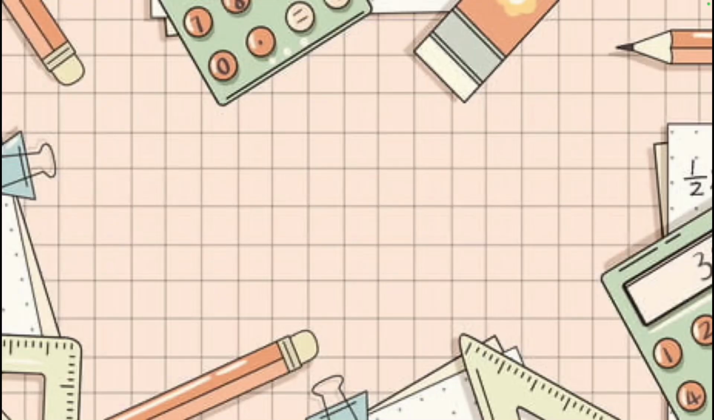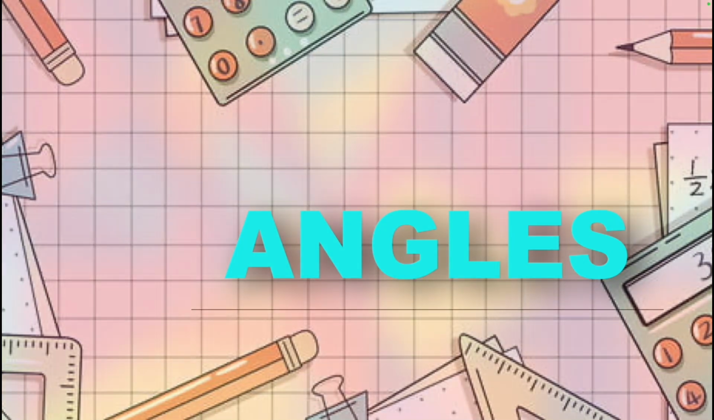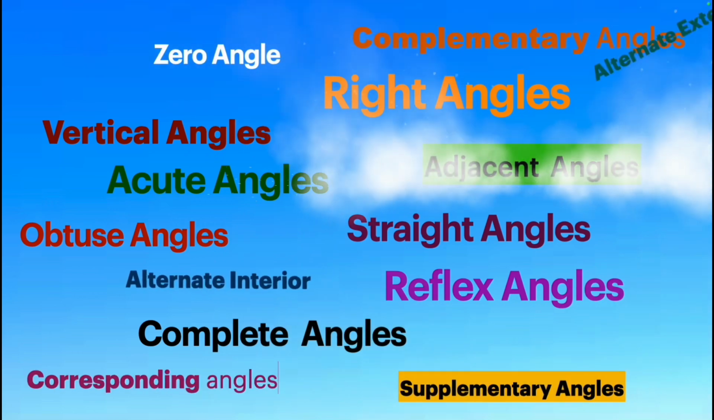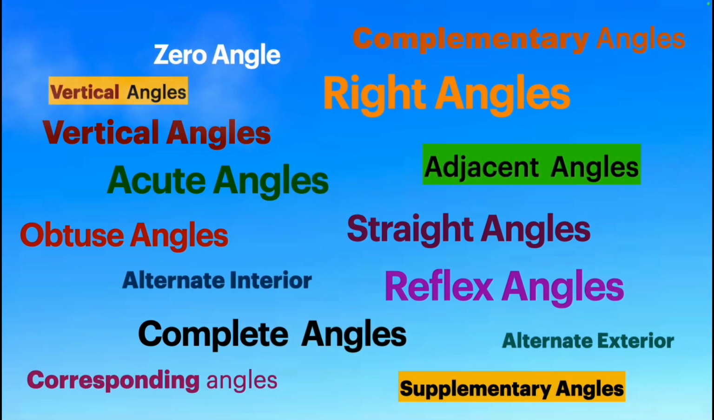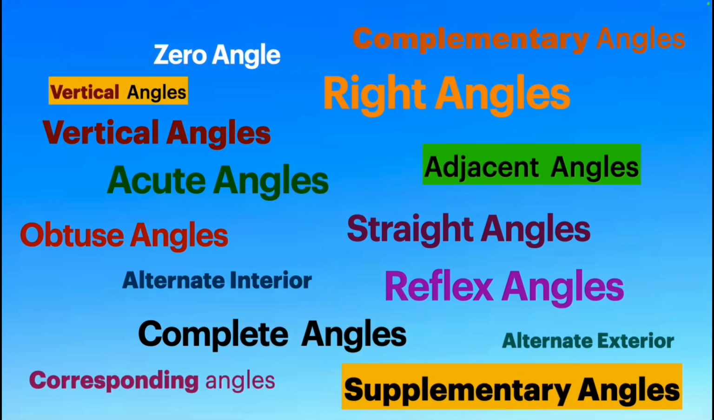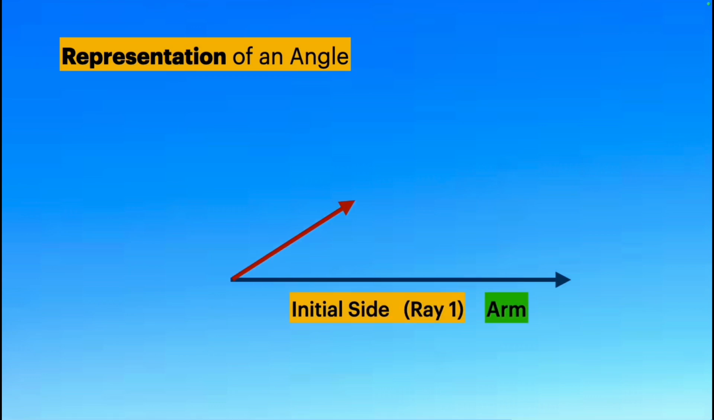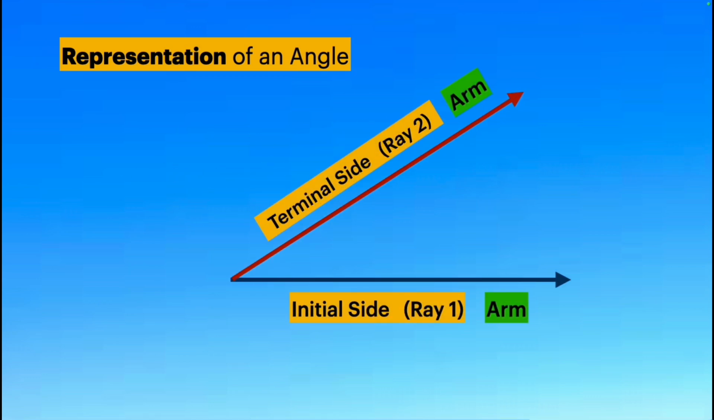Alright, let's jump into the video. Angles are very important in geometry. Look, there are so many different types of angles. It can be overwhelming, but when you're done with this video, you're going to be an expert. Angles are formed by two rays. They are called arms. The vertex is where the two rays meet.